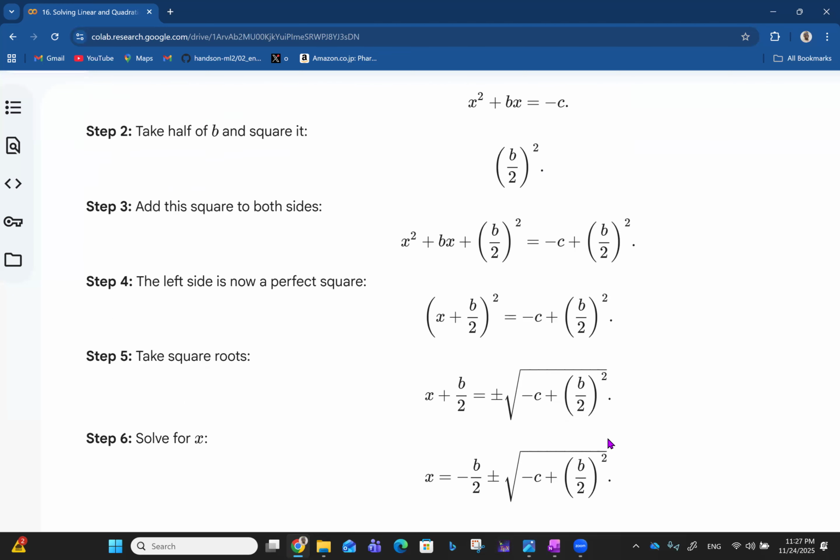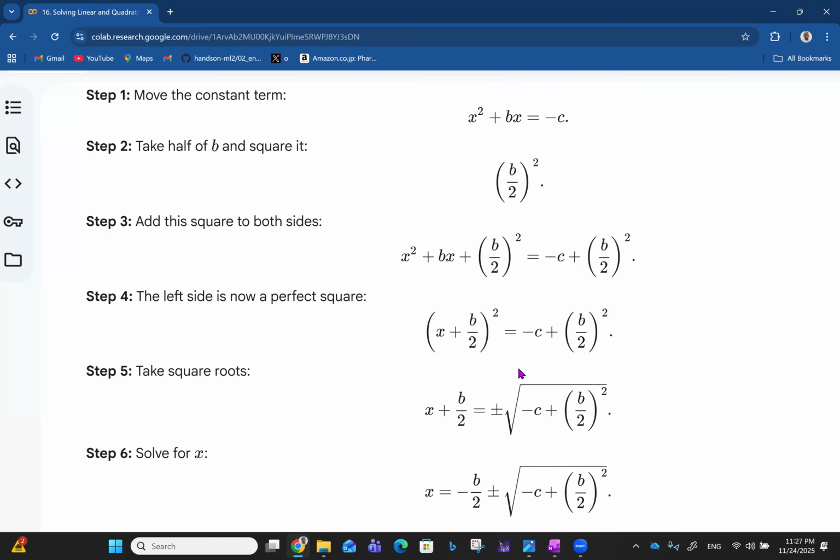So we can then take the square root of both sides. So if you take the square root of this side, the square goes, you have x plus b over 2. If you take the square root of this side, then you have plus or minus because of the square root. So you have minus c plus b over 2 squared. All right. So we can then solve for x.